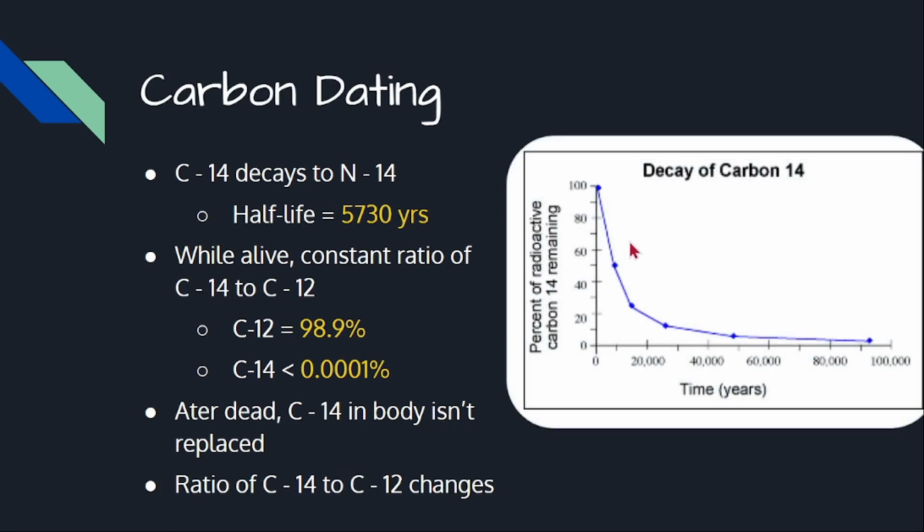And so we can use the percentage of carbon 14 left in a body, whether it's a plant or an animal, and we can get a pretty good idea of how long ago it died and how long ago it was alive. This is what we call carbon dating. Again, we look at the difference in the amount of carbon 14 in a body.